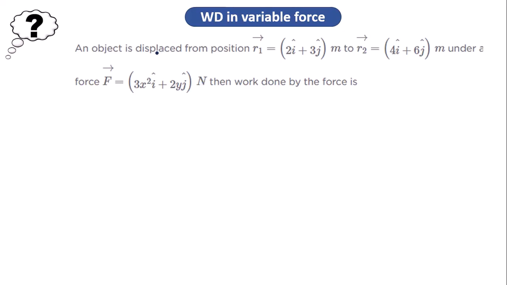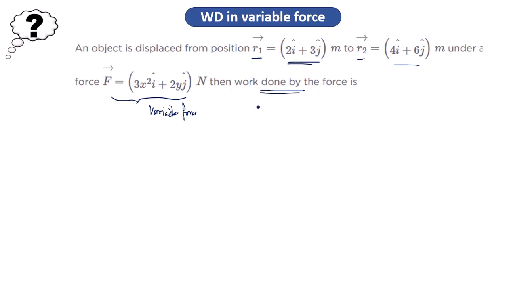So starting with that, there is an object which is displaced from point 1, that is the position vector r1 given as 2i plus 3j, to position vector r2, that is 4i plus 6j, under the action of a force. This force is a variable force. Because of this variable force, you are asked to calculate the work done by this force.